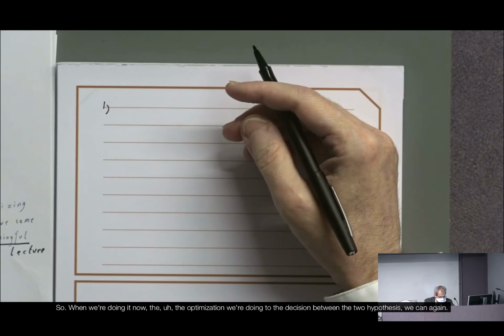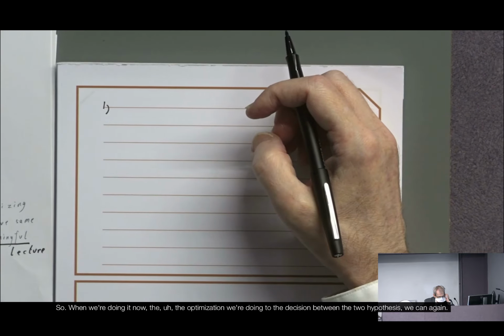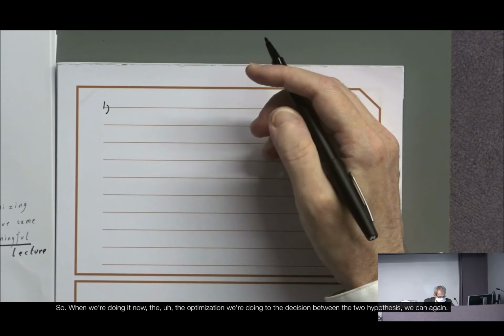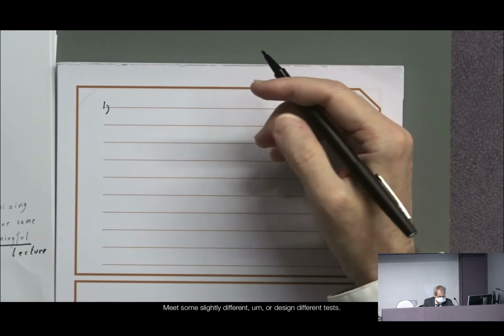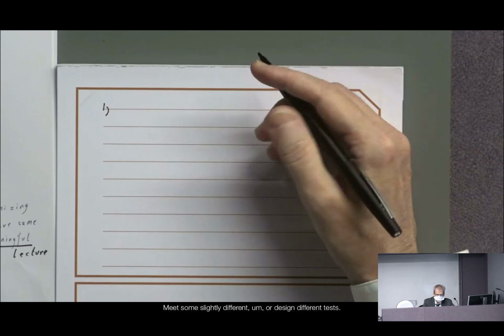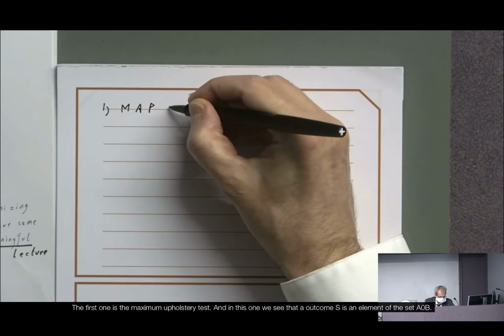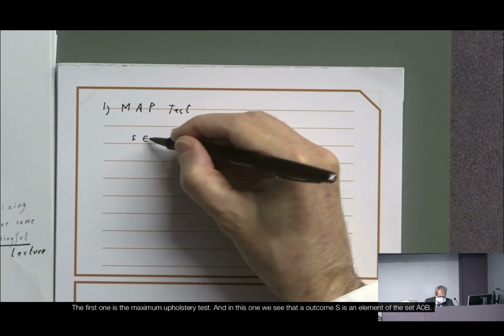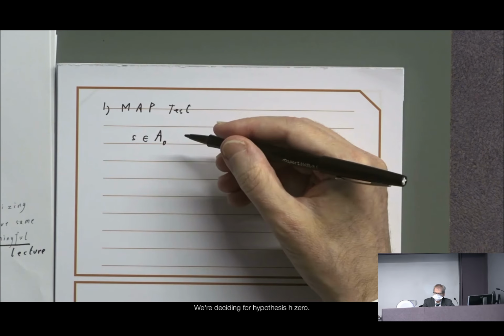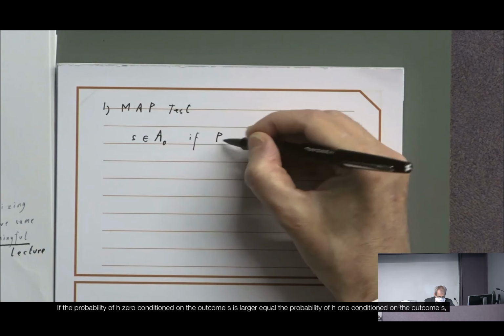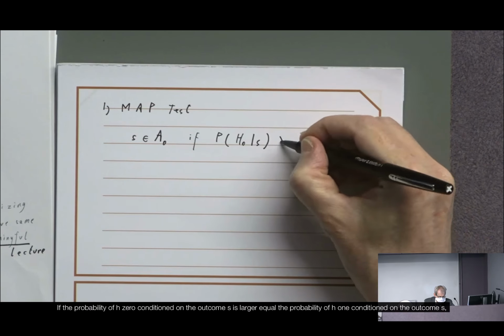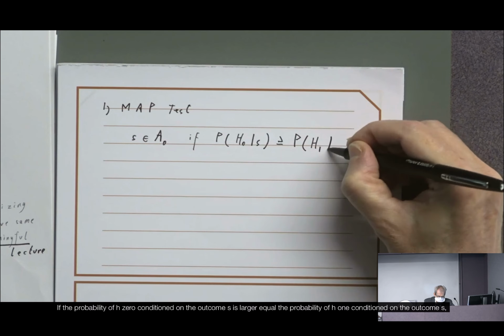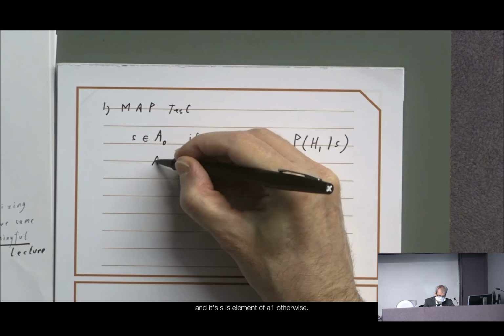So when we're doing now the optimization, or we're doing the decision between the two hypotheses, we can again design some slightly different tests. The first one is the maximum a posteriori test. And in this one, we say that an outcome S is an element of the set A0, meaning we're deciding for hypothesis H0, if the probability of H0 conditioned on the outcome S is larger or equal to the probability of H1 conditioned on the outcome S, and S is an element of A1 otherwise.